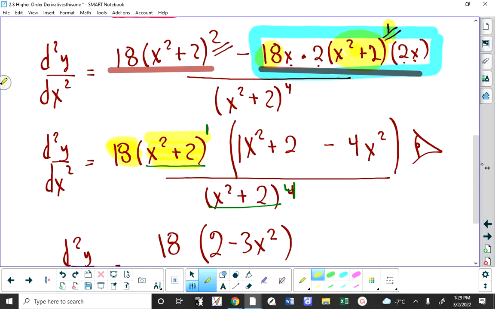So the stuff that I have not highlighted on the top right-hand side of the screen is the leftover out of the second term, and it's just 4x squared.